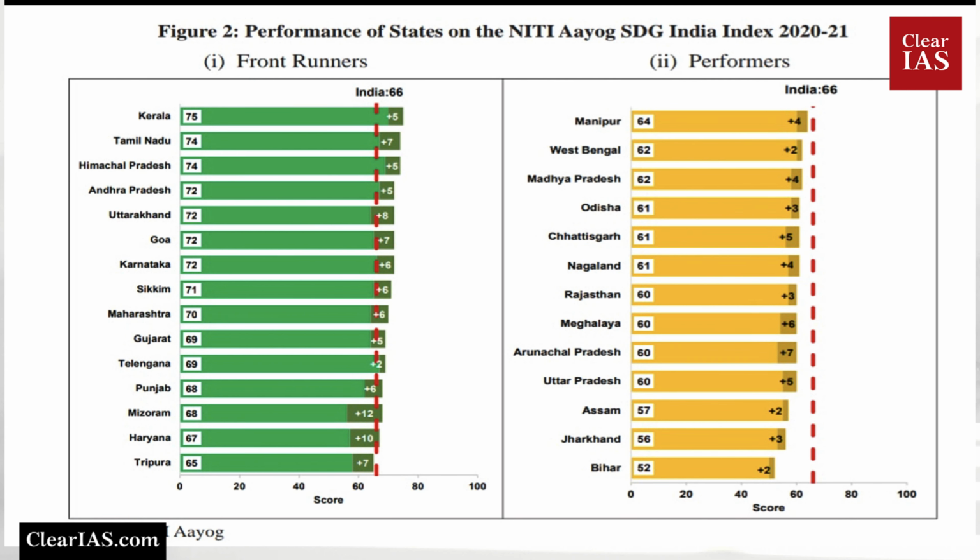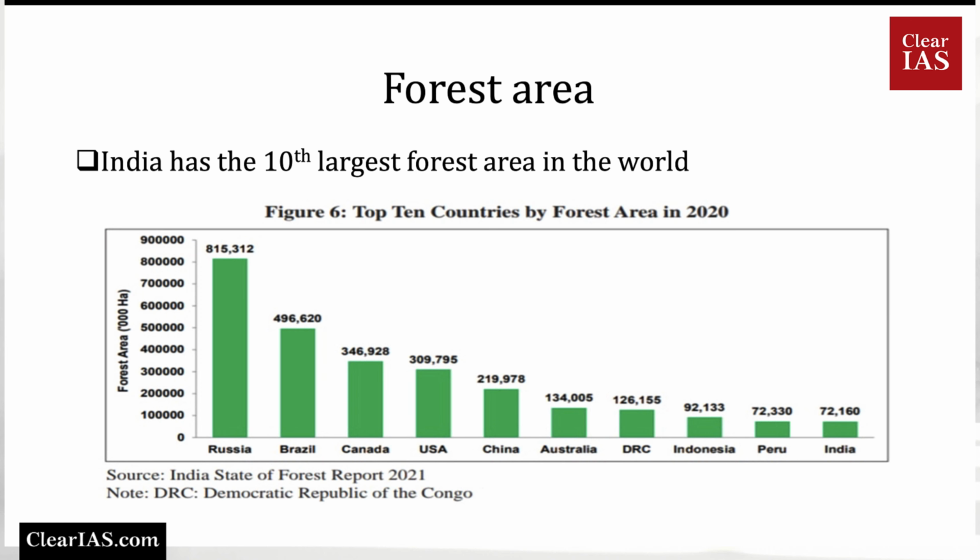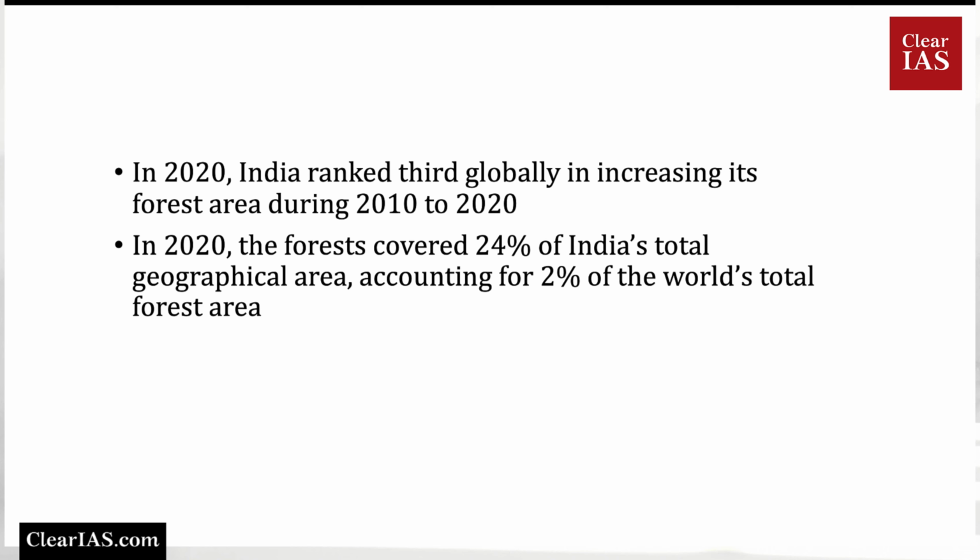Coming to the forest area, India has the 10th largest forest area in the world. The graph given here shows the top 10 countries by forest area in 2020. In the year 2020, India ranked third globally in increasing its forest area during 2010 to 2020. In 2020, the forest covered 24% of India's total geographical area, accounting for 2% of the world's total forest area.